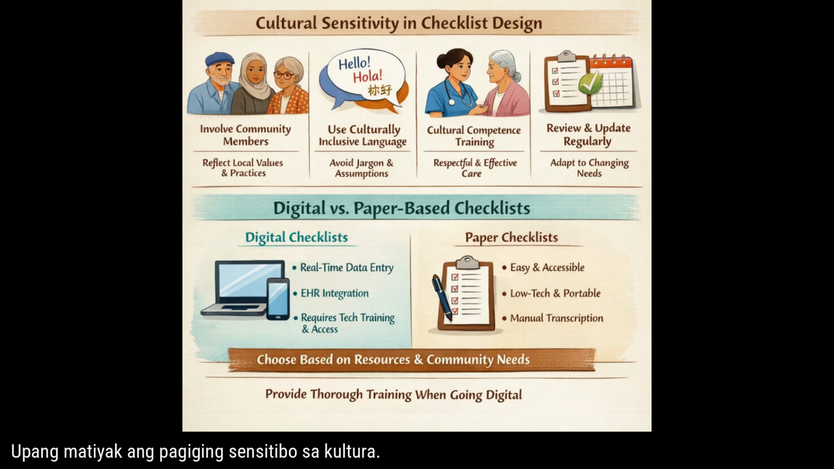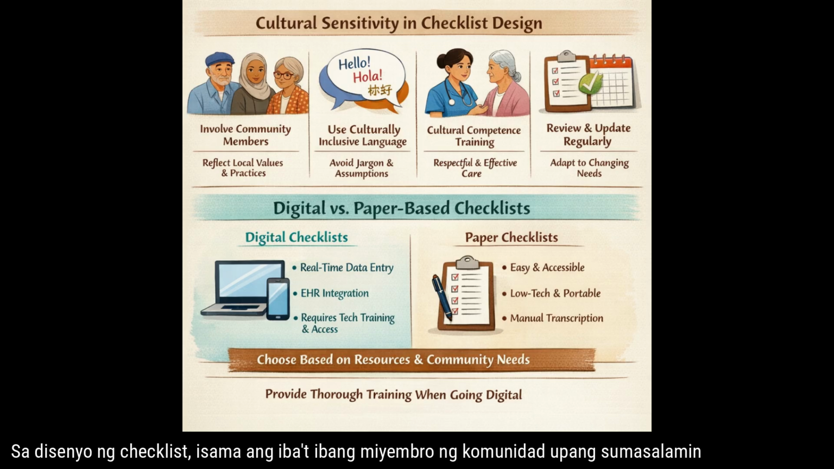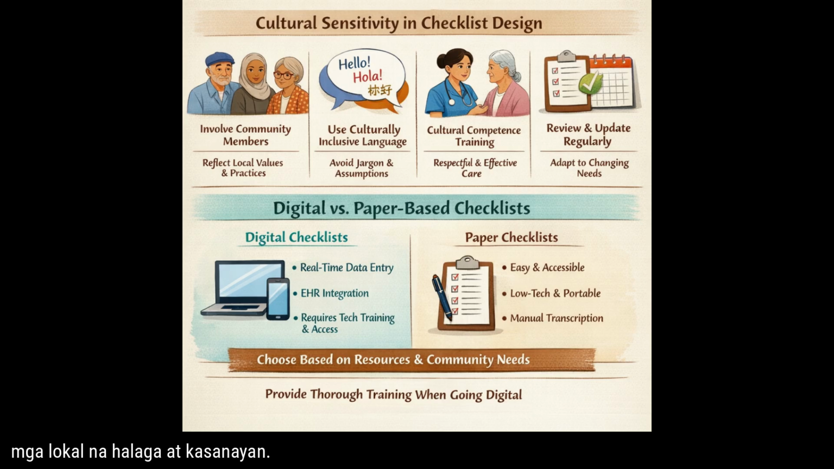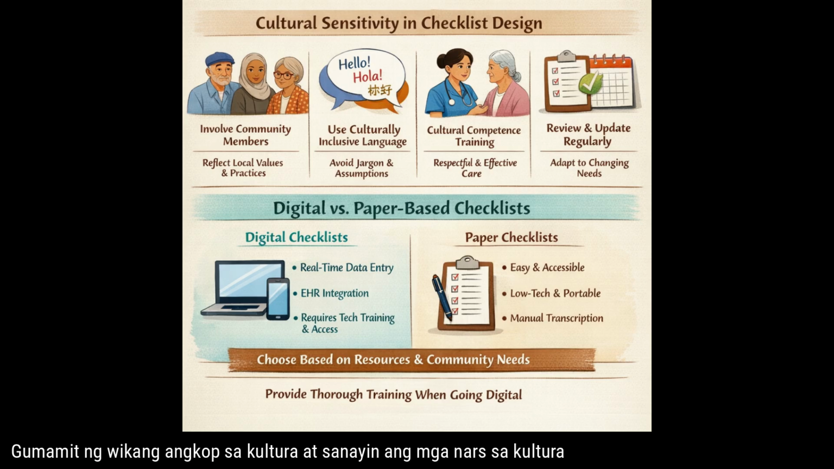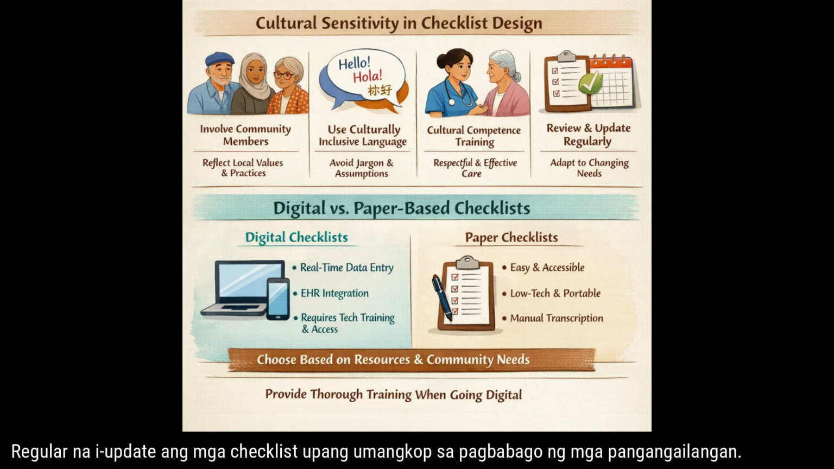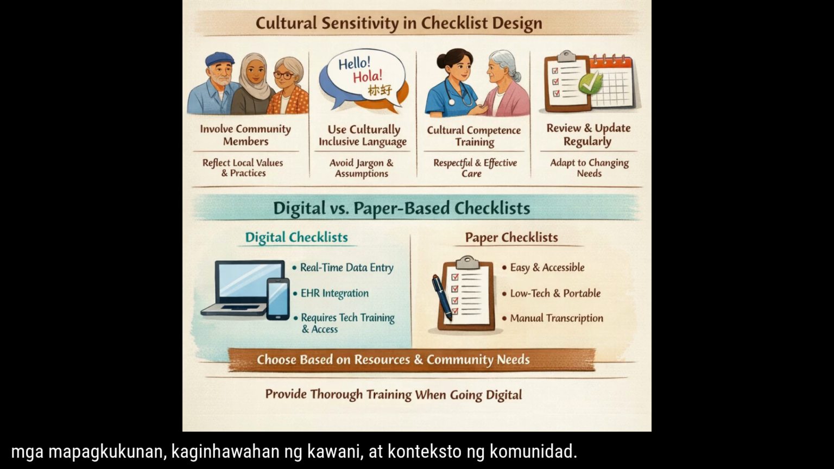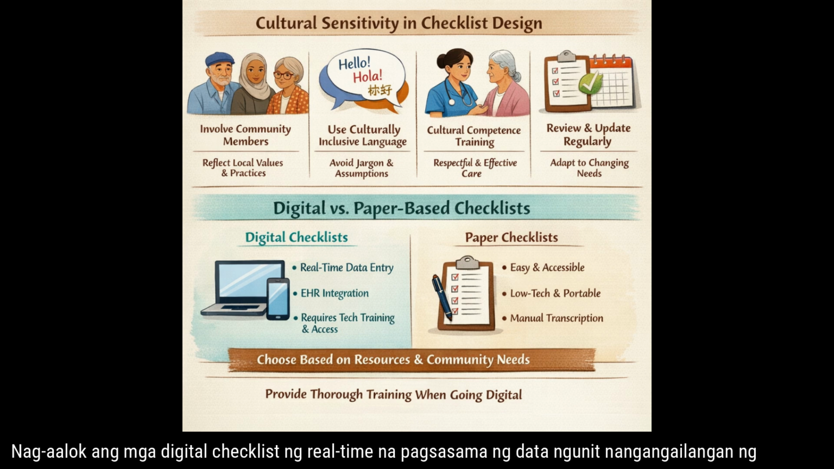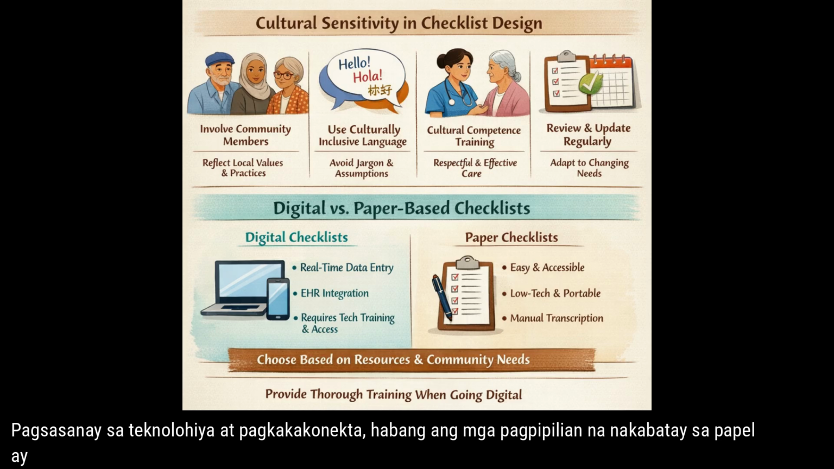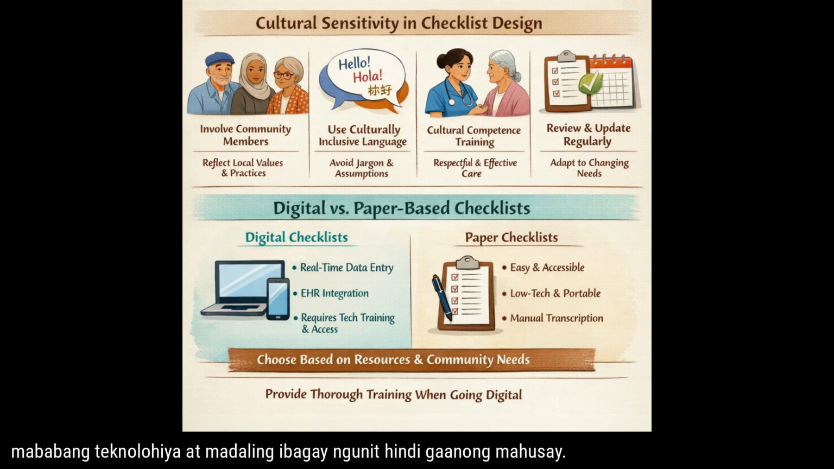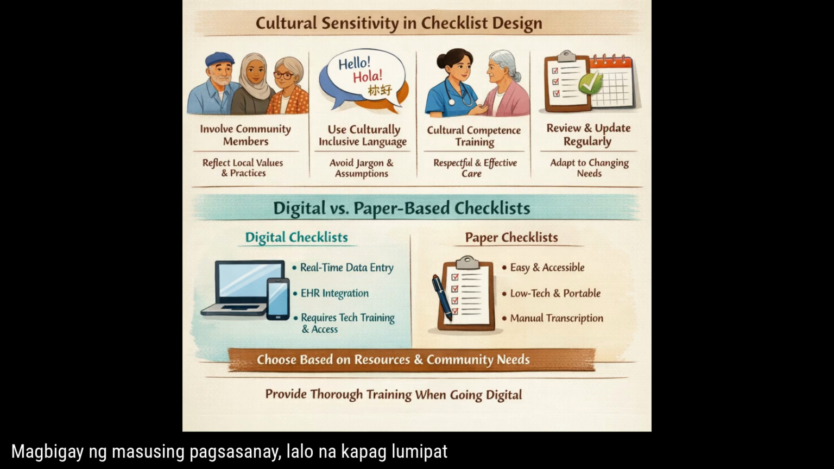To ensure cultural sensitivity in checklist design, involve diverse community members to reflect local values and practices, use culturally appropriate language, and train nurses in cultural competence for respectful data collection. Regularly update checklists to adapt to changing needs. When choosing between digital and paper-based formats, consider resources, staff comfort, and community context. Digital checklists offer real-time data integration but require tech training and connectivity, while paper-based options are low-tech and adaptable but less efficient. Provide thorough training, especially when transitioning to digital tools.